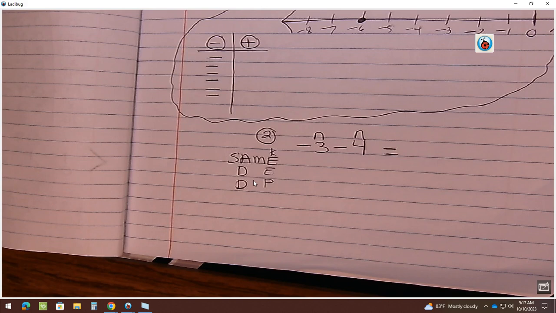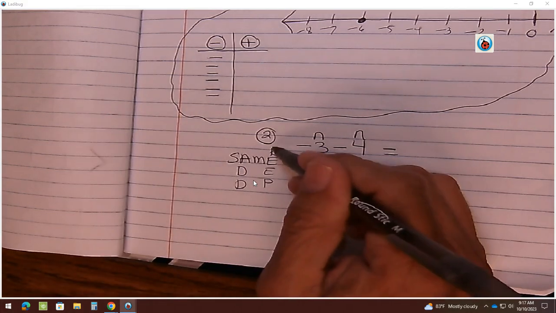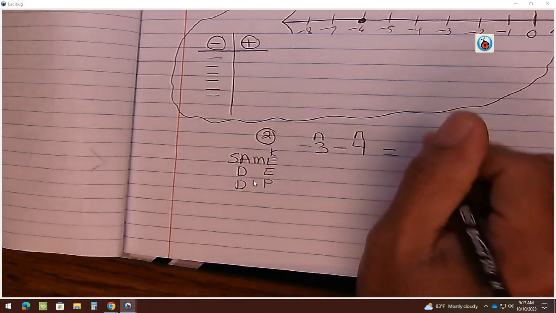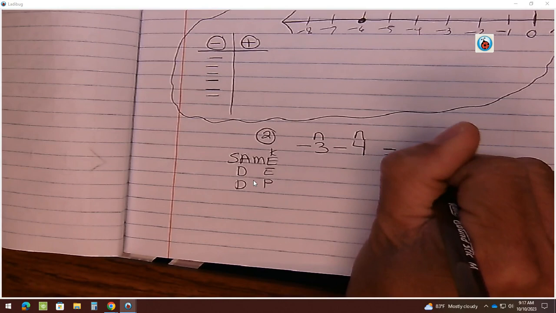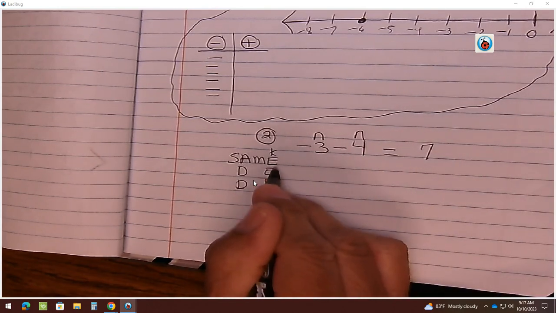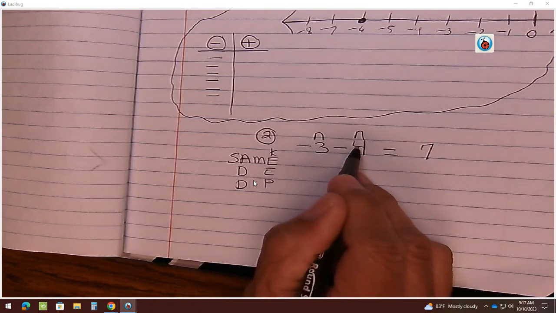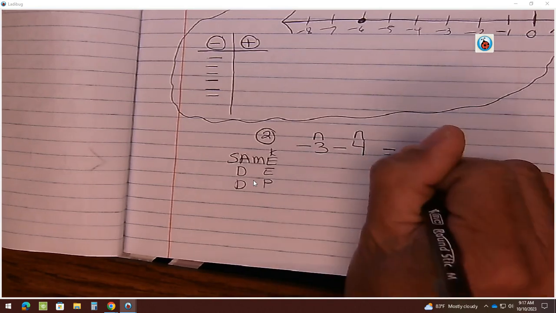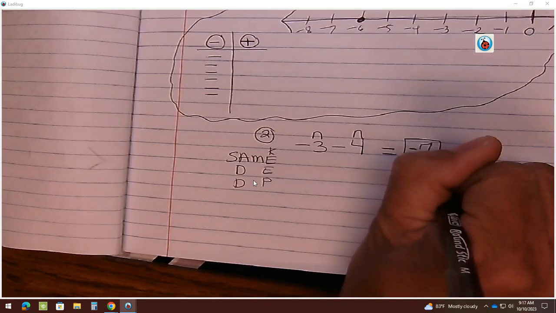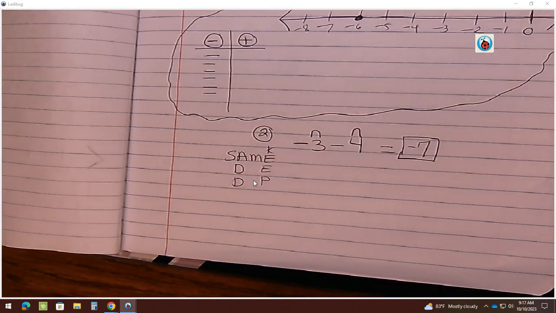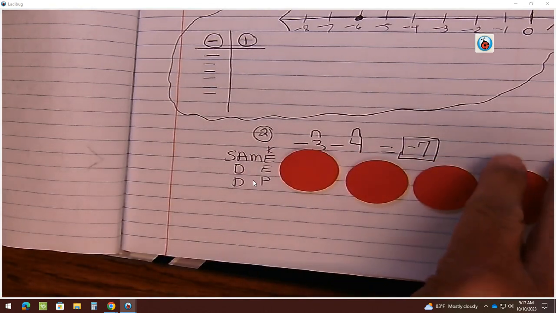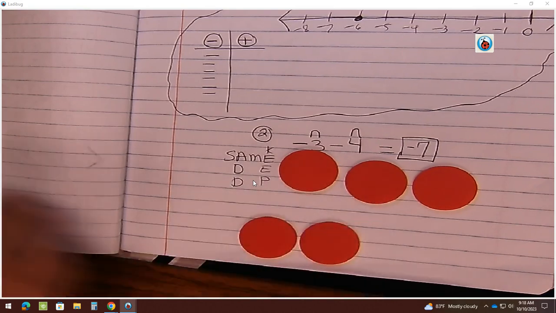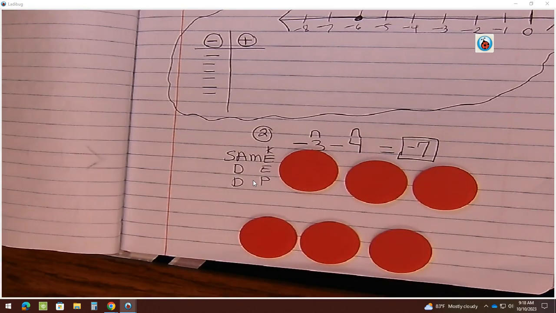We need to what? Add. Because here it says add. Right here it says add. So what's 4 plus 3? 7. Add and keep negative. So keep negative. How much money do you owe me? $7. And the chips again. 3 first and then 4.